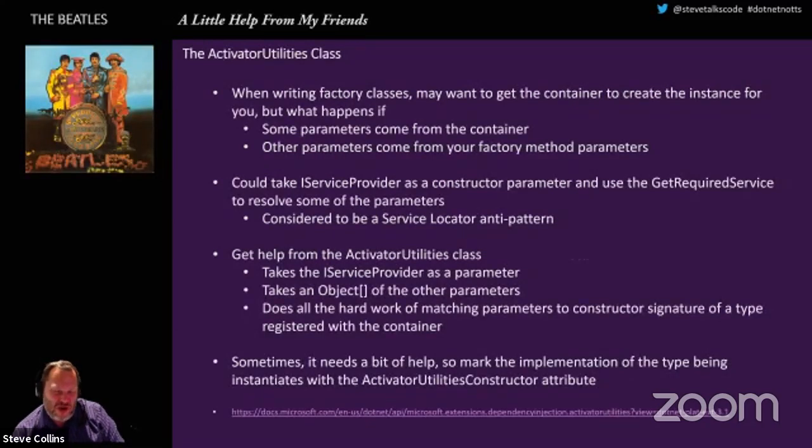But that's an awful lot of work, and you're having to marshal what's coming from the container and what's coming from parameters. In .NET Core, there's a class, the ActivatorUtilities class, and it's really helpful grunt work for you. What you can do, using that class, is pass it an IServiceProvider, which you've taken in the constructor to your factory or your builder.